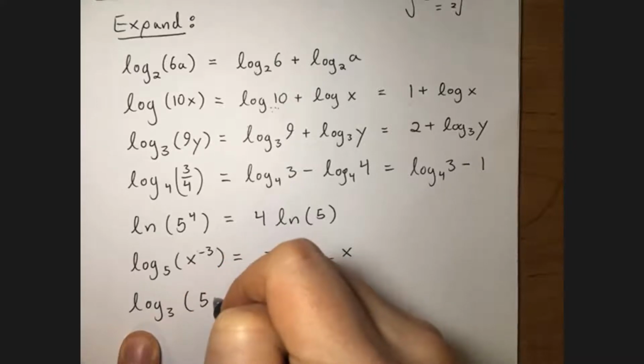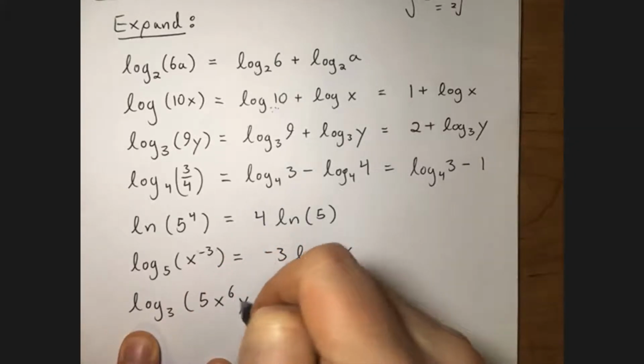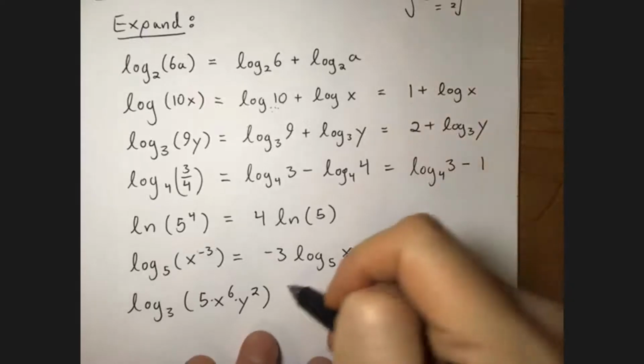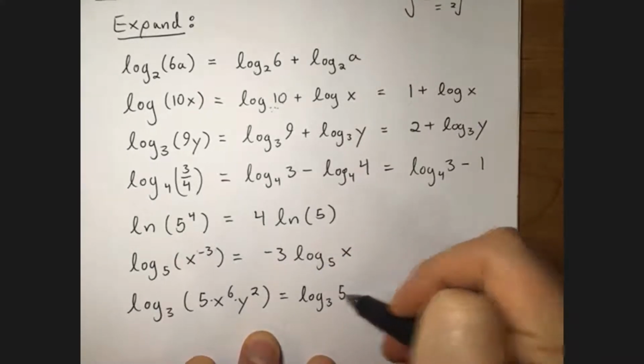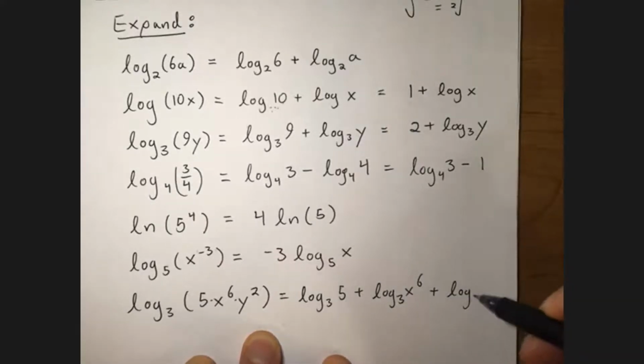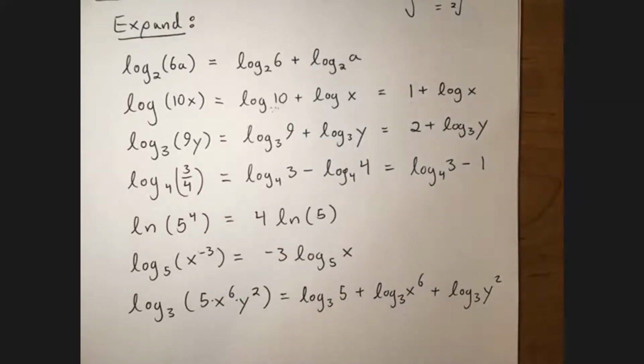Let's do this. Log base 3 of 5 times x to the 6, y squared. Well, what have we got in here? We got a product. So that means that we can use the product rule, which means we can write this as a sum. Log base 3 of 5 plus log base 3 of x to the 6 plus log base 3 of y squared. But I'm not done, because I can use the power rule on these. So I can go another step.